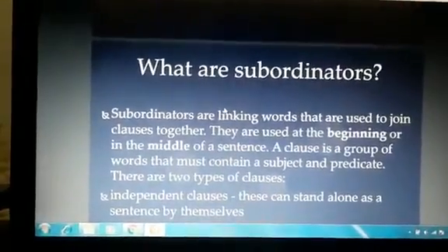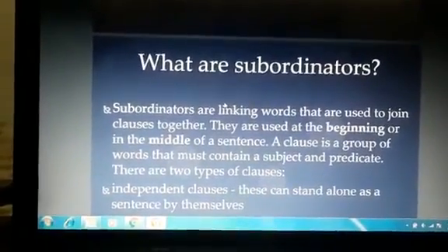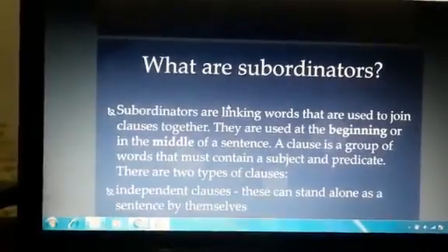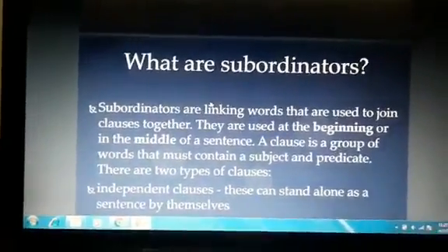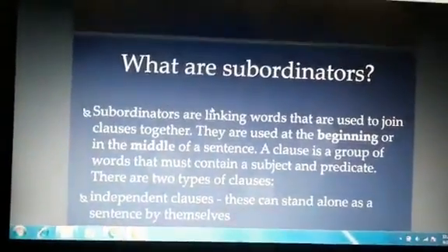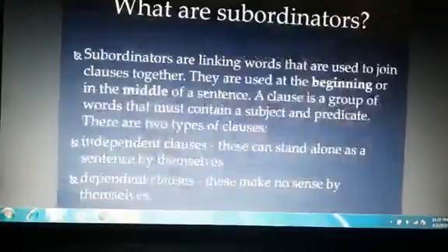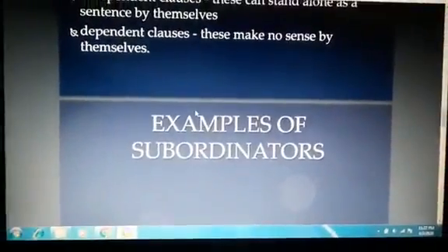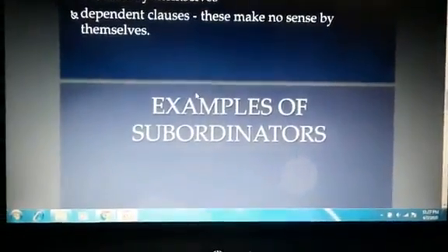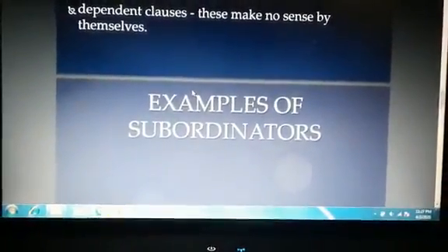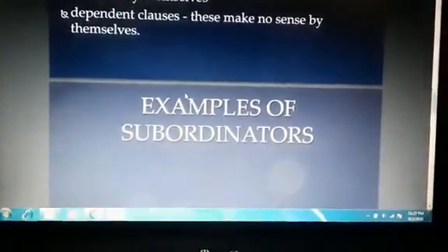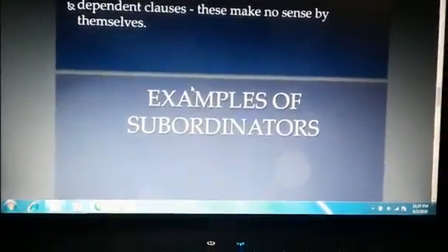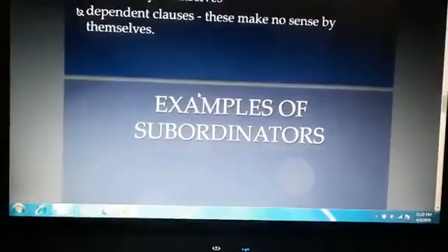There are two types of clauses. First is the independent clause and the second is the dependent clause. An independent clause can stand alone as a sentence by itself. It is totally independent. And dependent clauses make no sense by themselves. They are dependent on the independent clause for their meaning. Now, let's see some examples of subordinators.